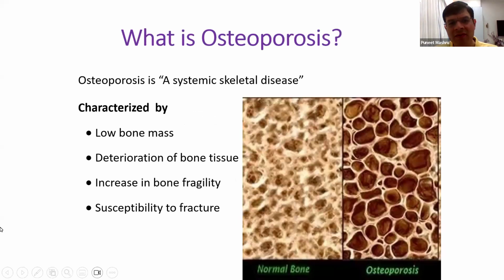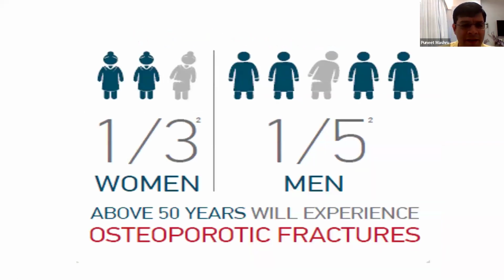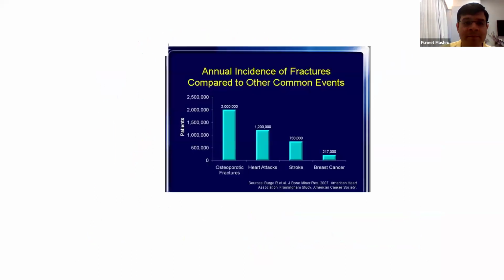Osteoporosis is a systemic skeletal disease characterized by low bone mass, deterioration of bone tissue, and increase in bone fragility, which causes increased susceptibility to fractures. It is very common. 1 in 3 women and 1 in 5 men above 50 will experience an osteoporotic fracture. And some of these fractures are devastating. The hip fracture mortality in 1 year is around 20%. It is much more common than other conditions like heart attacks, stroke, breast cancers.